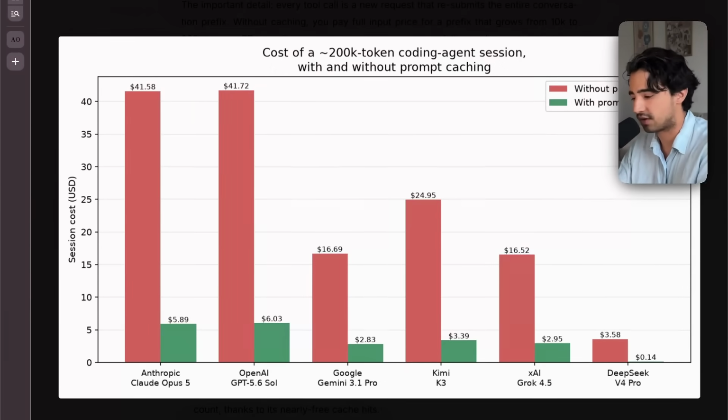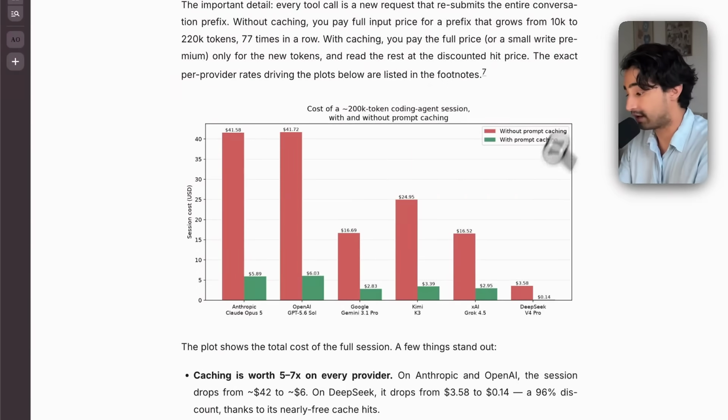This would be a short session. And same thing for Google and Kimi. All of this would still be quite expensive. But if you enable cache, you can see that this decreases dramatically. And DeepSeek is just on another level. It's just crazy how affordable it is right now. I think they're going to be raising the prices soon, but it's ridiculously, it's just basically free.